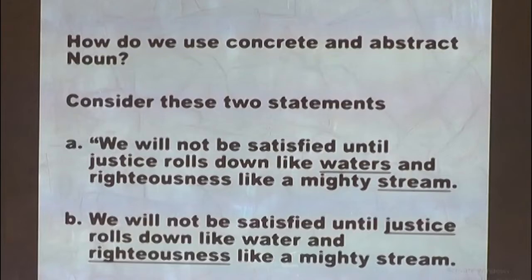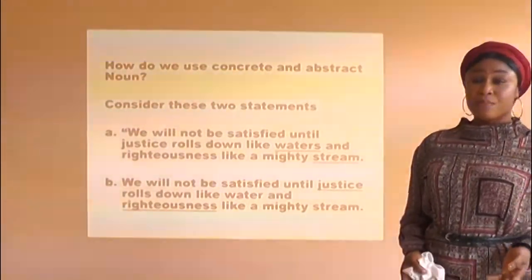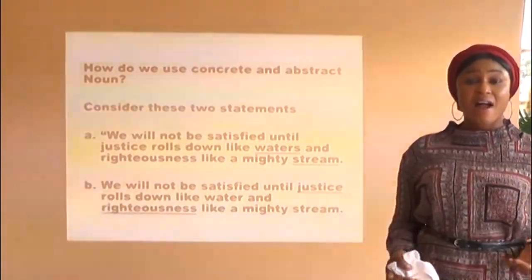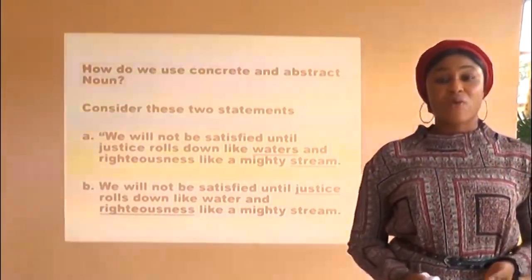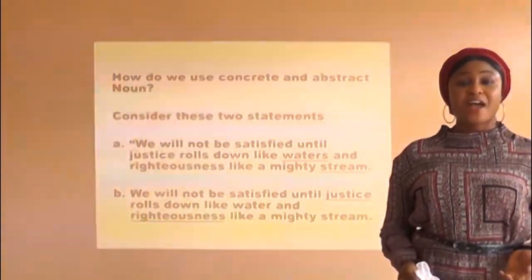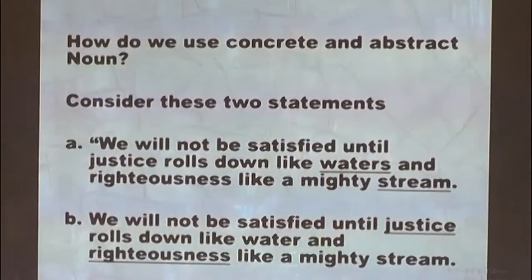It's still the same example, just that we have different things highlighted. We will not be just satisfied until justice rolls down like water and righteousness like a mighty what? Stream. Now, in that example, justice and righteousness are highlighted. They are things that we cannot see. We can't experience them through the 5 senses. Therefore, they are what? Immaterial things.